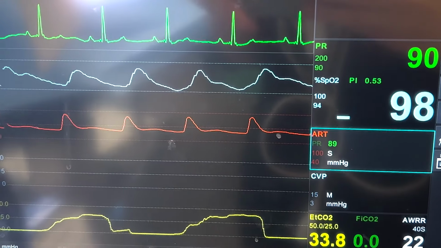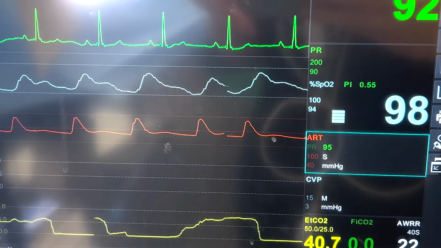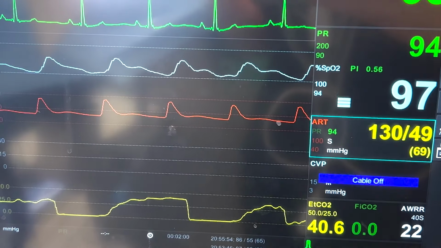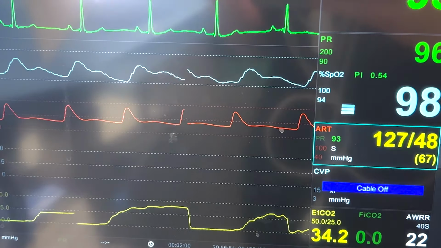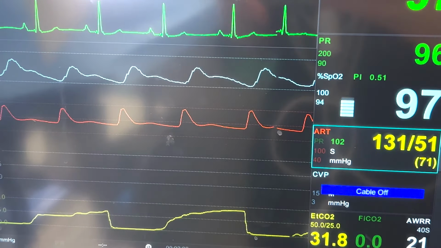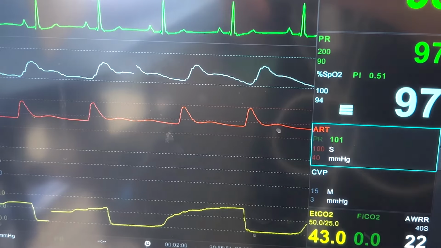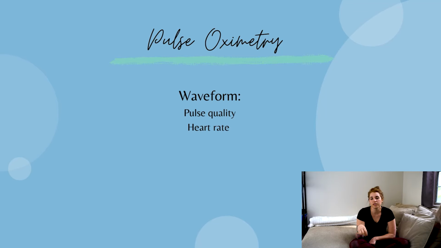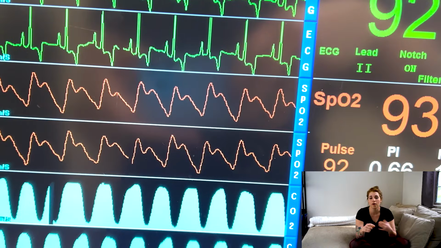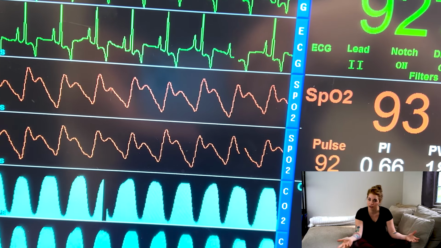Most pulse oximeters will have a waveform, and the waveform corresponds roughly to pulse quality. So if your wave is very small, your pulse quality may either not be good or your pulse ox is just not reading well. Whereas if the wave or the amplitude of the wave is high, that usually correlates to a better, more accurate reading or a better pulse. It's important to know that these waveforms also come with a heart rate. And it's important to look at your heart rate and see if that actually matches the heart rate of your patient, and that will help you determine if your pulse ox is reading accurately.